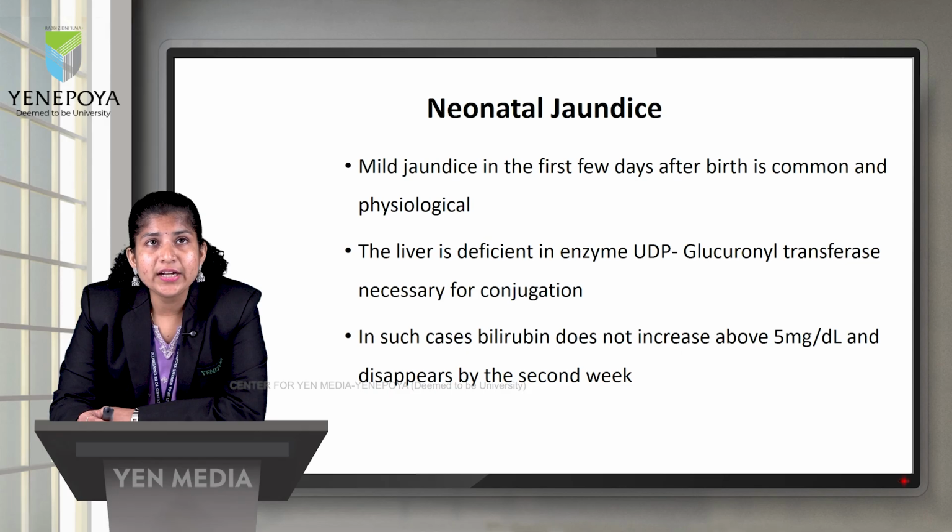Next is neonatal jaundice. This is a mild jaundice which is seen in the first few days after the birth, which is common as well as physiological. This is due to the deficiency of the enzyme UDP glucuronyl transferase, which is required for conjugation. In this case, serum bilirubin will not go above 5 milligram per deciliter and it will disappear after the second week.